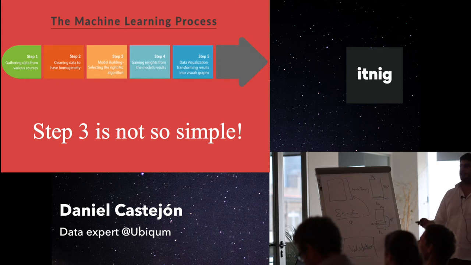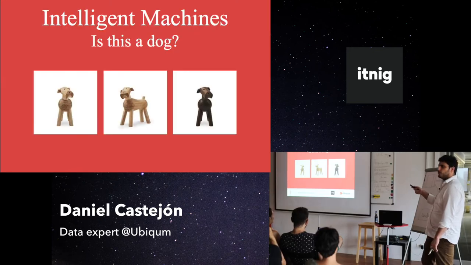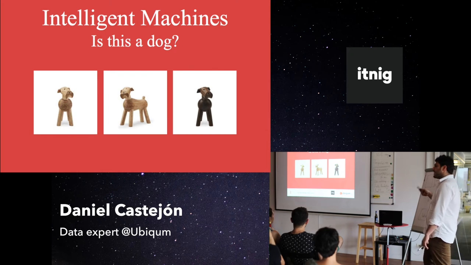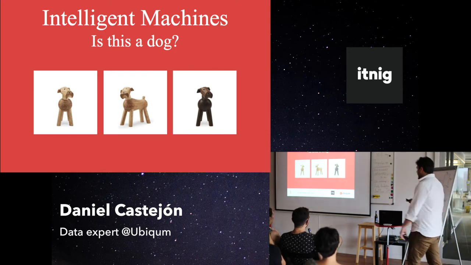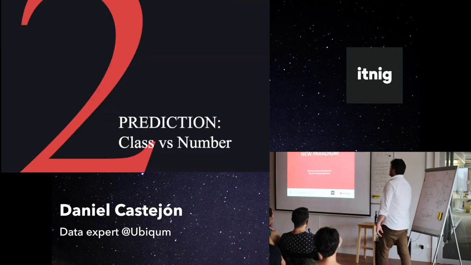Okay, so the problem is that as we didn't have different colors on the dogs, the classifier didn't understand that it has to look at the color as a way to identify an animal. And that's a problem. Okay, let's move on.